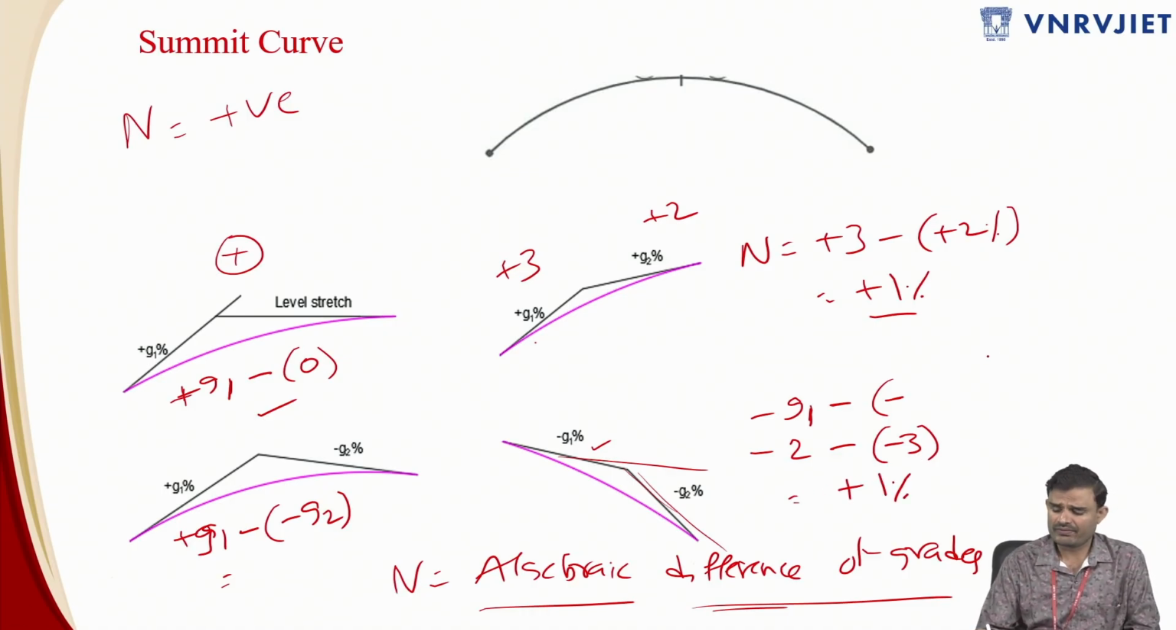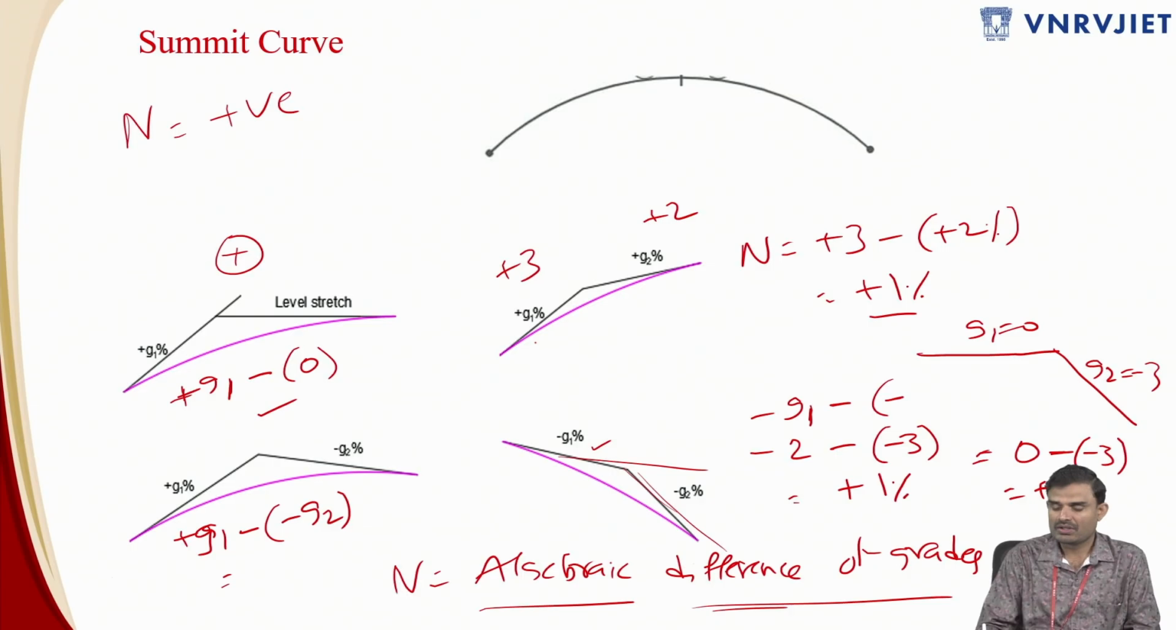And the fifth case what we have seen is the horizontal road meeting a falling gradient. So G1 is equal to 0 and G2 is negative. Let it be -3. So therefore the deviation angle again is algebraic difference of grades. This is 0 minus of -3, which is +3%. So the deviation angle is positive. This is what is represented with algebraic difference of grades. This value should be positive anywhere in the summit curves.